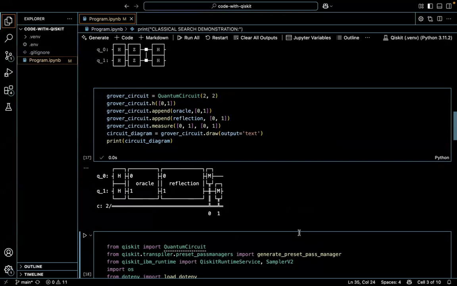Finally, we measure the qubits to collapse the superposition, and read out our results. We can see this in the circuit diagram below.